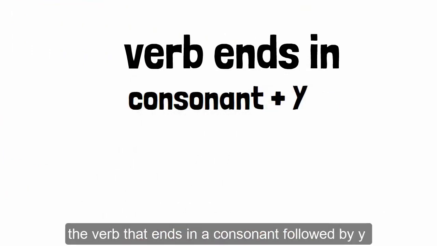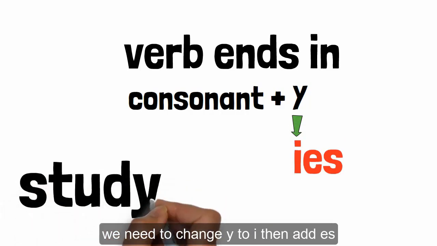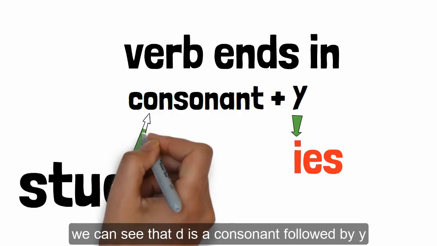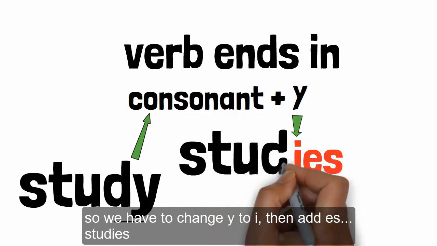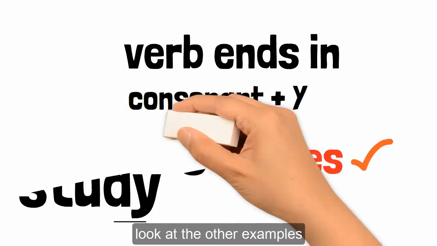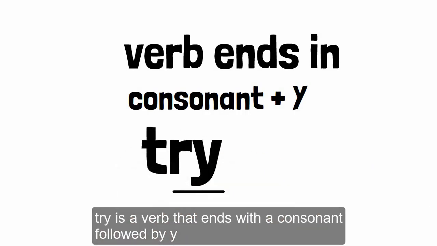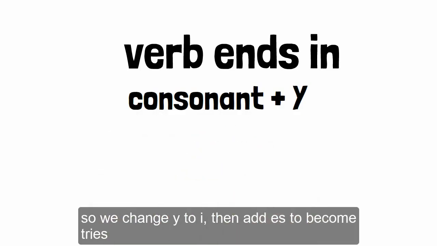The verb that ends in a consonant followed by y, we need to change y to i, then add es. In the case of the verb study, you can see that d is a consonant followed by y. So we have to change y to i, then add es: studies. Look at the other examples. Try is a verb that ends with a consonant followed by y. So we change y to i, then add es to become tries.